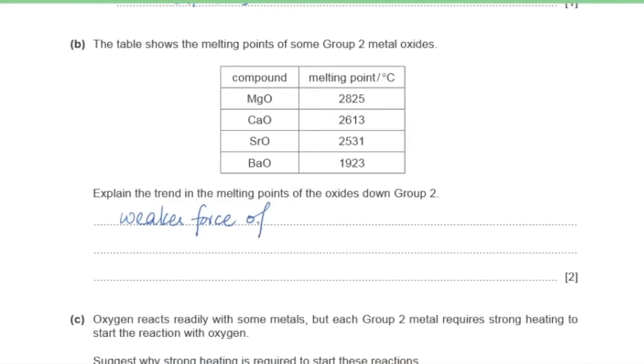weaker force of attraction between the cations Mg2 plus, calcium 2 plus, and barium 2 plus, and the anion, which is the oxide ion. And this force of attraction gets weaker due to the increase in the size of the cation as we go down group 2. So cation size increases.